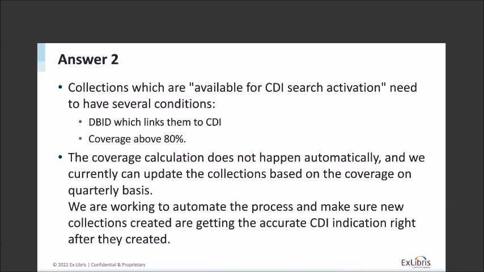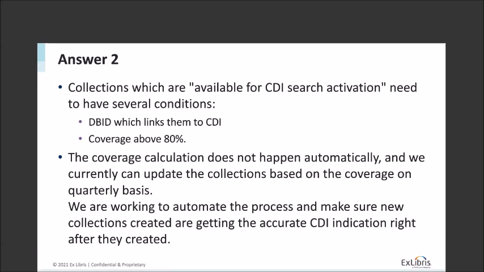As I said, only part of the collections in the KB have this indication. And for them to have the indication, we need to have several conditions. First, they need to have the DBID. The DBID is the identifier that actually links them to the other KBs and to CDI. And based on this, we actually calculate the rights and we calculate the coverage. And second, after we calculate the coverage, our threshold is 80%. So we need the collection, if it's of course a selective one with titles, to have coverage above 80% of the titles to be presented in CDI.